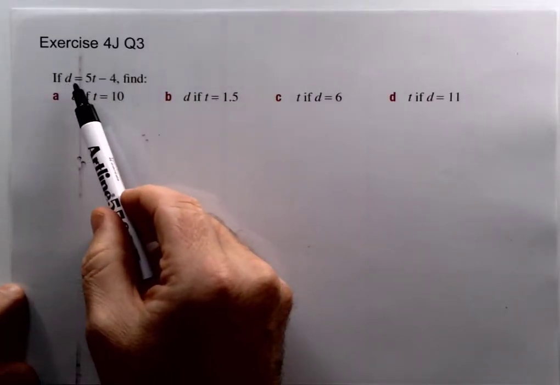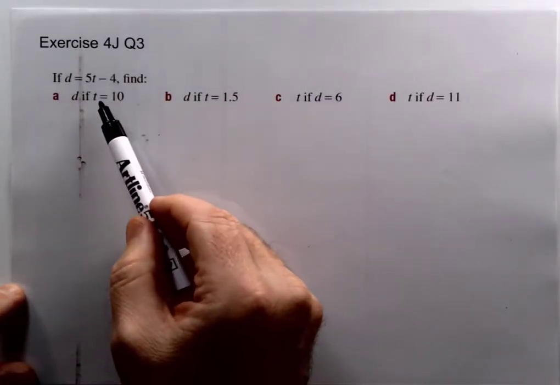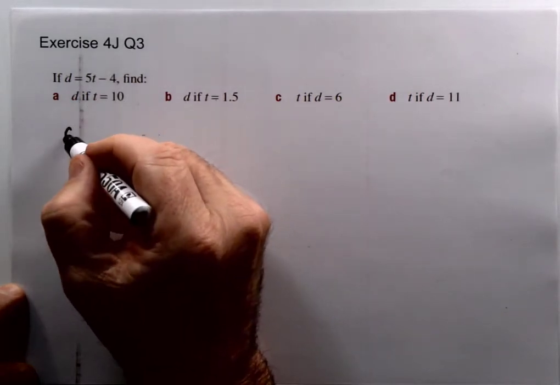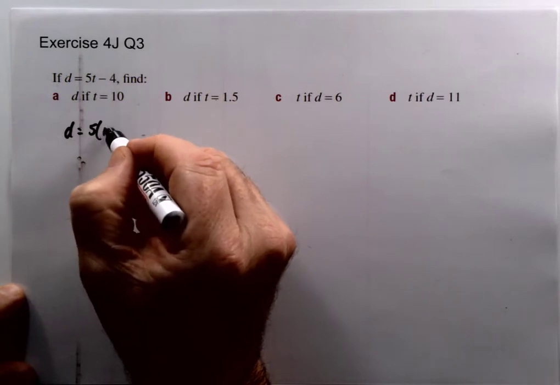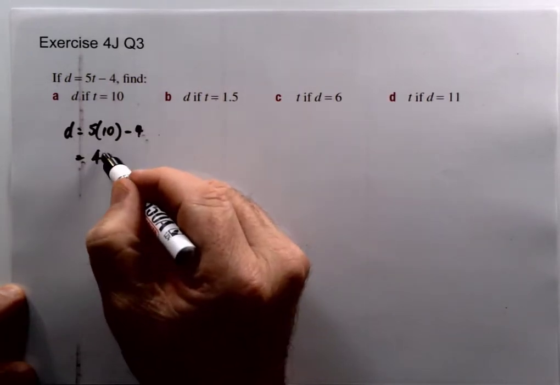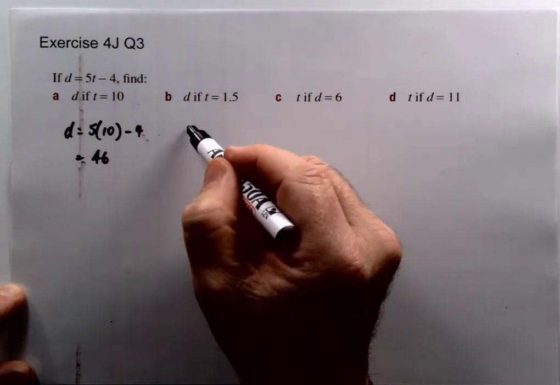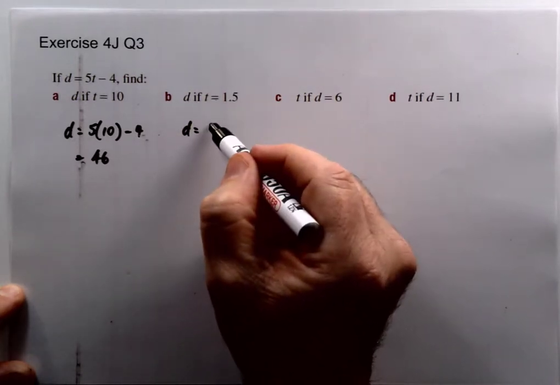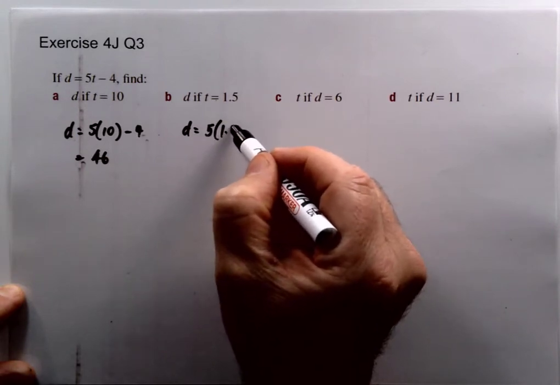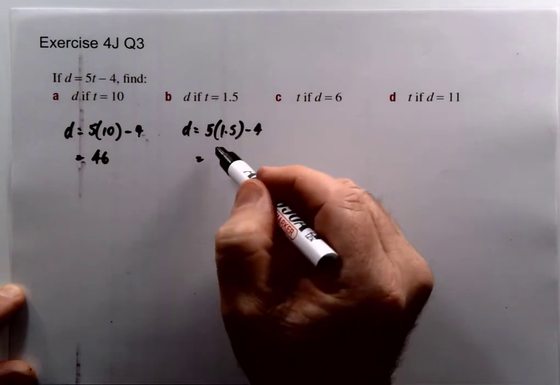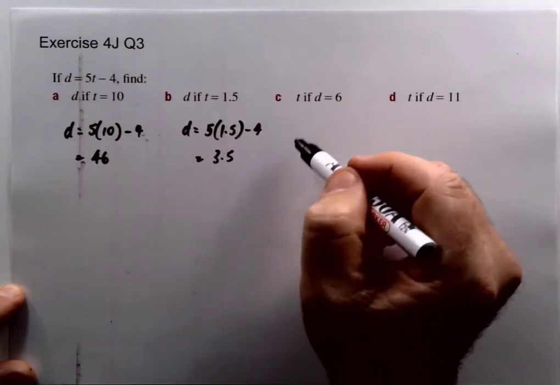Okay, we're told that D is equal to 5t minus 4. We need to find D if t is equal to 10. So D will be equal to 5 lots of 10 take away 4. 50 take away 4 is 46. Part B, if t is equal to 1.5, we need to go 5 lots of 1.5 take away 4. 7.5 take away 4 is 3.5.